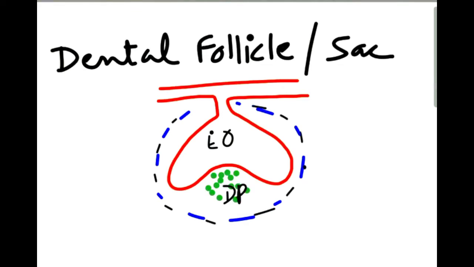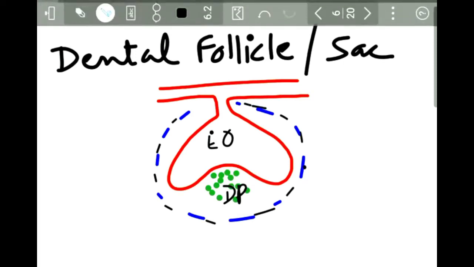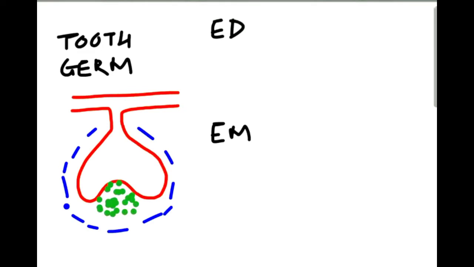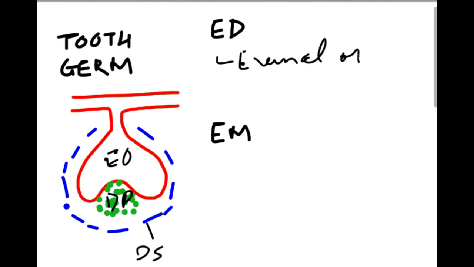What is dental follicle or sac? Surrounding the enamel organ and the dental papilla, there is marginal condensation of the ectomesenchyme, and this is called the dental sac. Now, the tooth germ, as we have seen, is made up of three parts: the enamel organ, the dental papilla, and the dental sac.